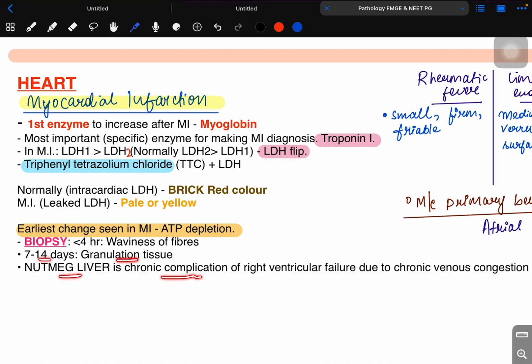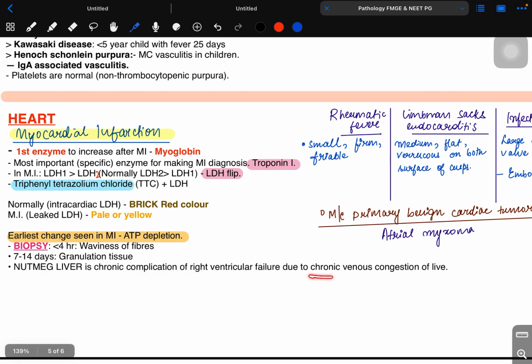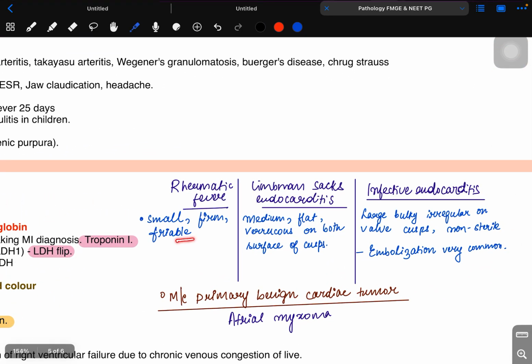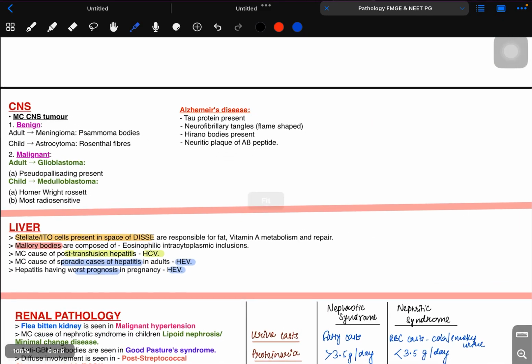Nutmeg liver is a chronic complication of right ventricular failure due to chronic venous obstruction. In rheumatic fever, there are small, warty, friable vegetations. Libman-Sacks endocarditis has medium flat verrucous vegetations on both surfaces of the cusp. Rheumatic fever will show small and friable vegetations. Infective endocarditis has large bulky irregular vegetations on valve cusps and it is non-sterile. Also we will find embolization, which is very common in infective endocarditis. Most common primary benign cardiac tumor is atrial myxoma.